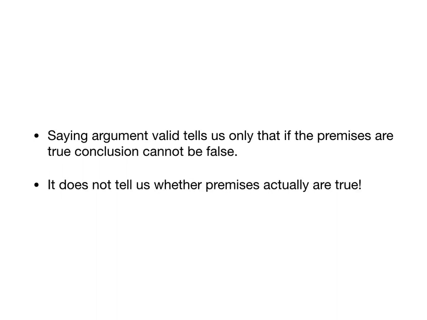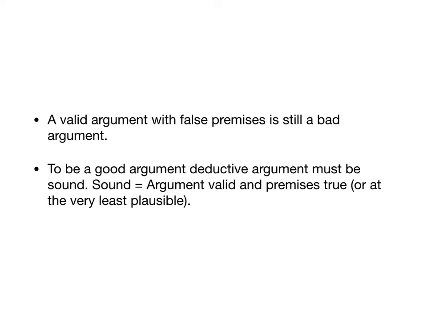Well, look. Saying that an argument is valid only tells us that if the premises are true, the conclusion can't be false. If the premises are true, the conclusion has to be true as well. But saying that an argument is valid does not tell us whether the premises are actually true. A valid argument with false premises is still a bad argument.